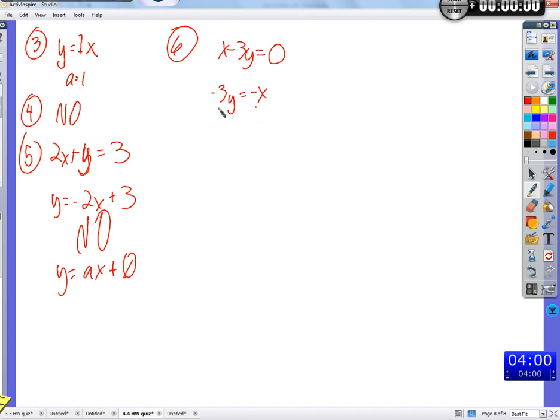Divide by negative 3. That cancels. We get y equals a negative divided by negative is positive, so we got 1 third times x. X over 3, 1 third times x. Well, that's direct variation, isn't it? It's y equals a number times x. Y equals a times x, 1 third times x. So, kind of redundant maybe. Well, what is a? 1 third is the number that we're multiplying by x.